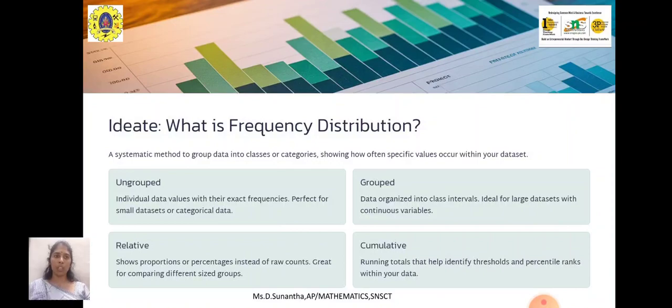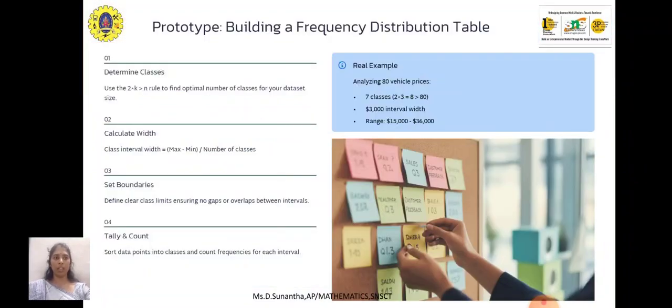Next, grouped is for continuous variables. Next, relative, which shows proportions or percentages instead of raw counts, great for comparing different sized groups. Next, cumulative, a running total that helps identify thresholds and percentile ranks within your data.